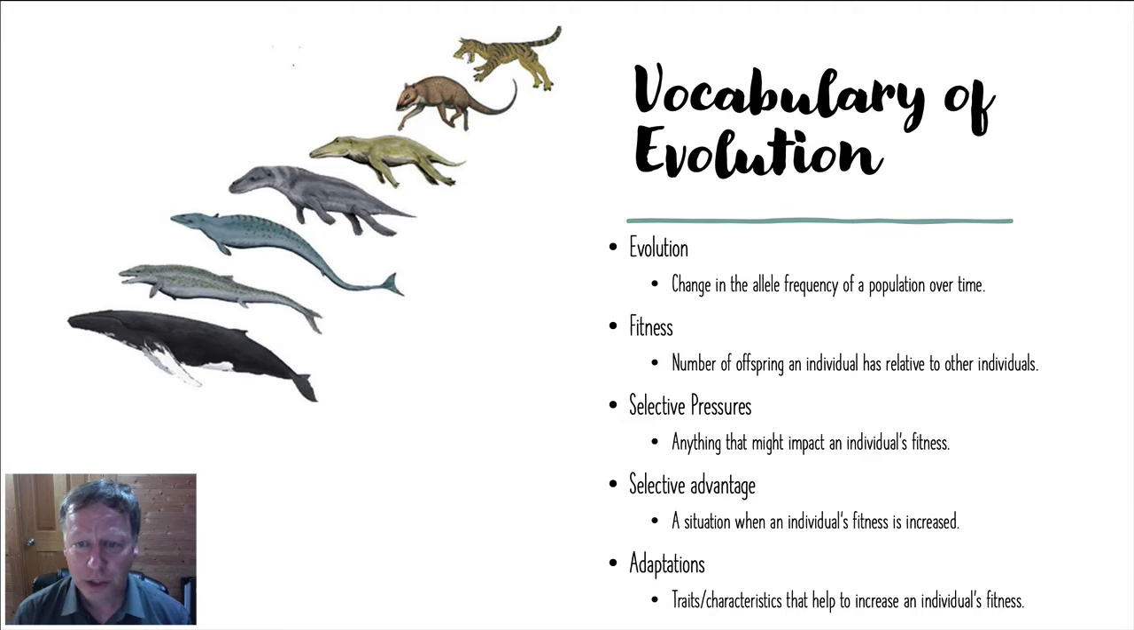A selective pressure is anything that might impact an individual's fitness, usually negatively, but technically in any direction. A selective advantage is any situation where an individual's fitness is increased. Maybe it has a trait that gives it some kind of an advantage. And then finally, adaptations. These are traits or characteristics that help to increase an individual's fitness. So as you talk about evolution leading up to our test on Friday, make sure to use these terms and incorporate them into your descriptions.